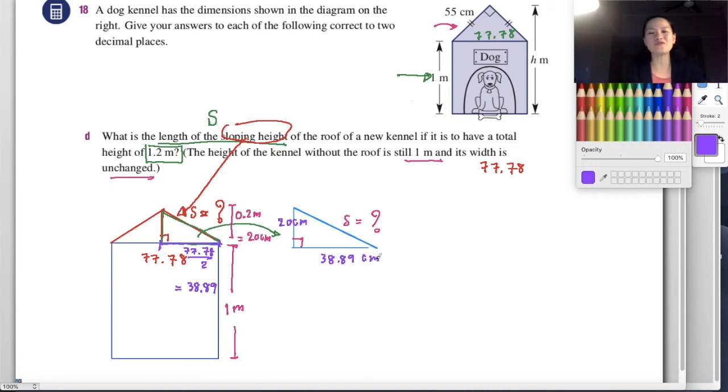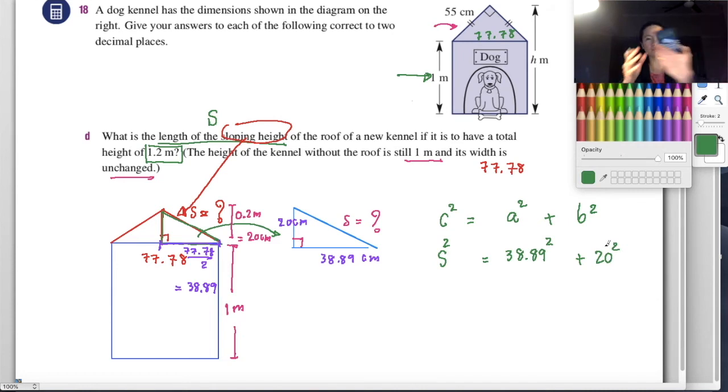Now use our formula. Do you remember our formula? Let me tell you again. C squared equals A squared plus B squared. In this question, we want to find the slope height. Square equals 38.89 squared plus 20 squared.